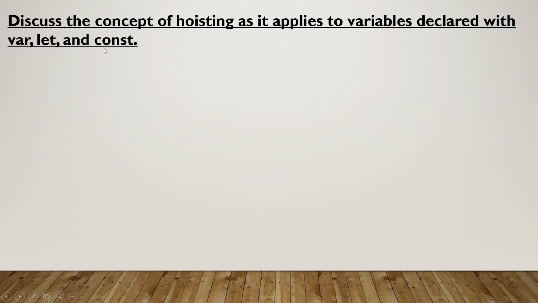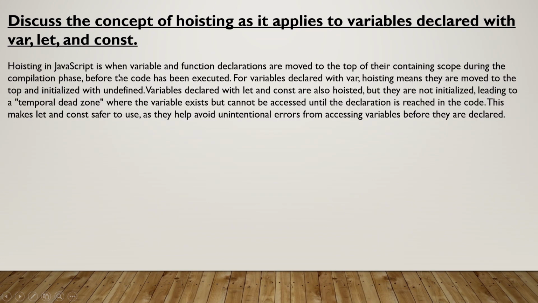Now the next question is: discuss the concept of hoisting as it applies to variables declared with var, let, and const. Hoisting in JavaScript is when variable and function declarations are moved to the top of their containing scope during the compilation phase, before the code has been executed. For variables declared with var, hoisting means that they are moved to the top and initialized with undefined. Variables declared with let and const are also hoisted, but they are not initialized, leading to a temporal dead zone where the variable exists but cannot be accessed until the declaration is reached in the code. This makes let and const safer to use, as they help to avoid unintentional errors from accessing variables before they are declared.